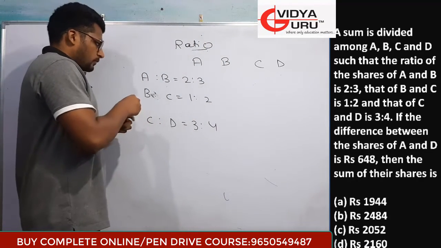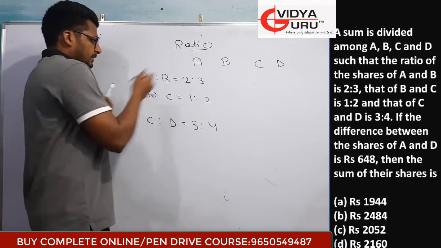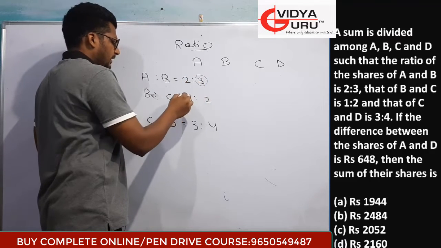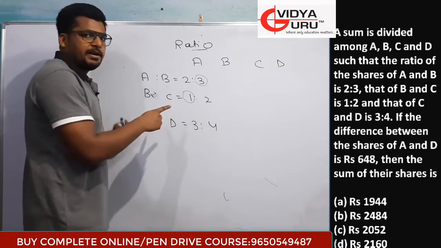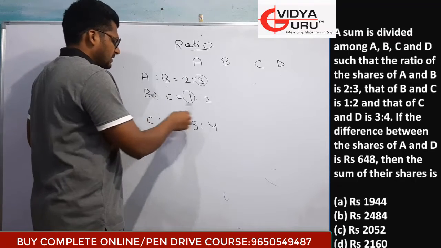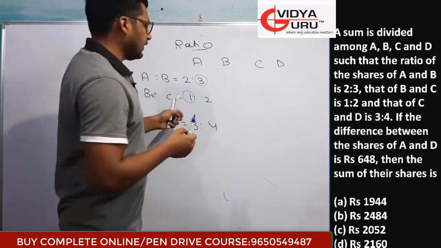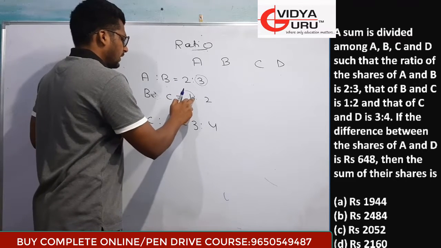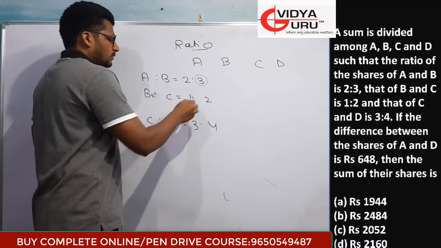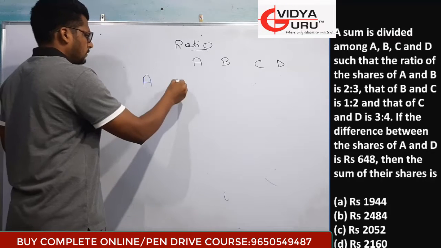So what we need to do here: the B here is 3 but B here is 1, it can't be different, we have to make it equal. C here is 2 but C here is 3, it can't be equal, so I need to make them equal. There are several methods to balance the ratio.